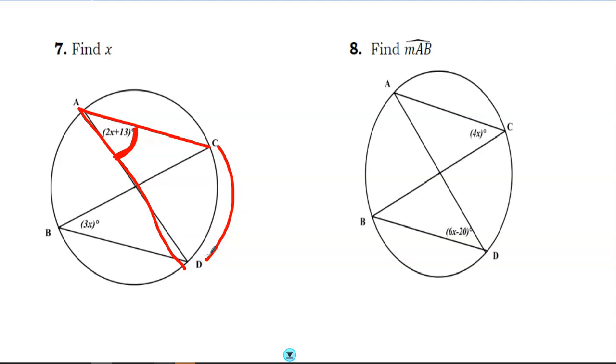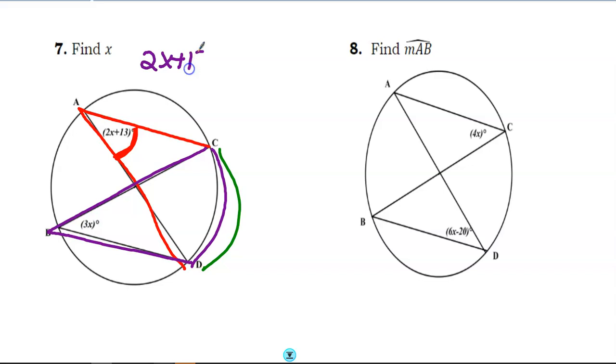Okay, let me get a new color. And let's look at this angle, CBD. Oh, they share the same arc. So therefore, these two angles are congruent to each other, and I can solve.